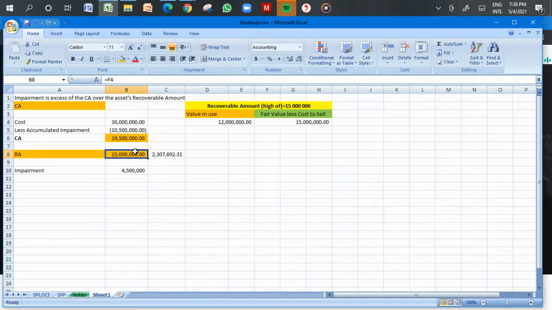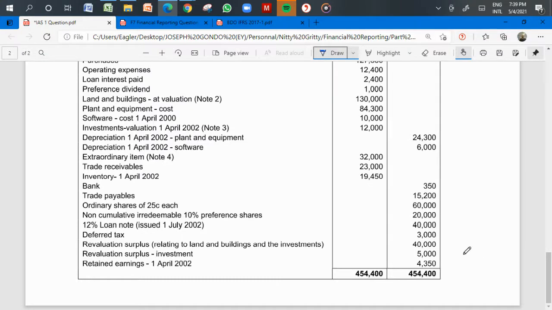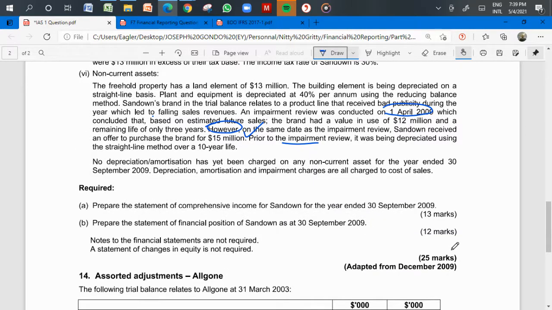Because now our revised carrying amount is 15 million. We are reducing this carrying amount of 19.5 to 15 million because that's our recoverable amount. So there is an impairment of 1 point something. Because we are doing this impairment review at half year, we also want to calculate amortization from 1 April when we did the review up to year end, which is 30 September. So we are no longer calculating it on 30 million, we are now calculating it on 15 million, our new carrying amount.